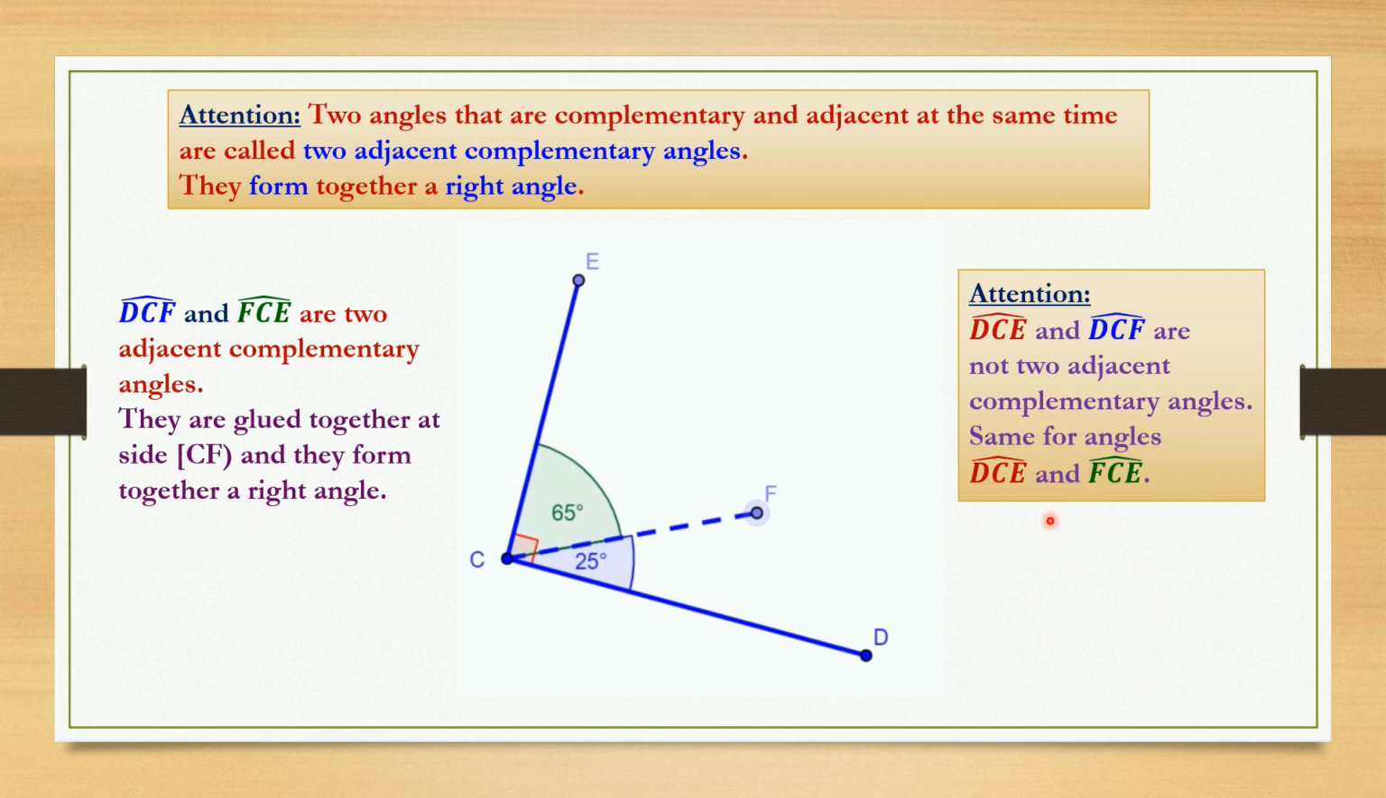Same for angles DCE and FCE. DCE is 90 degrees and FCE is 65 degrees. 90 plus 65 equals 155 degrees. It's not 90 degrees. And their common side is CE.